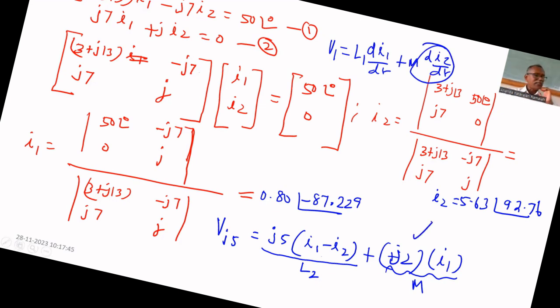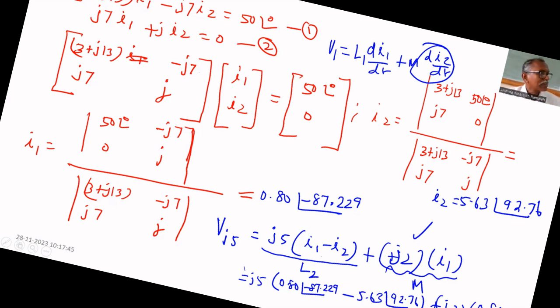So now find VJ5. VJ5 equal to J5 multiplied by I1, which is 0.80 angle minus 87.229, minus I2, which is 5.63 angle 92.76, plus J2 multiplied by I1, that is 0.80 angle minus 87.229. That's all.